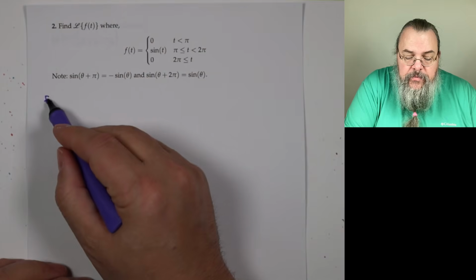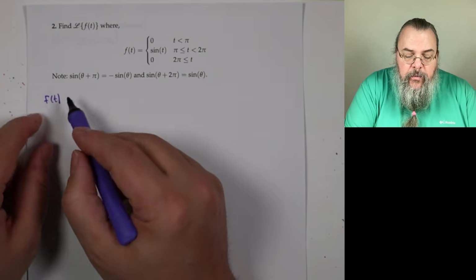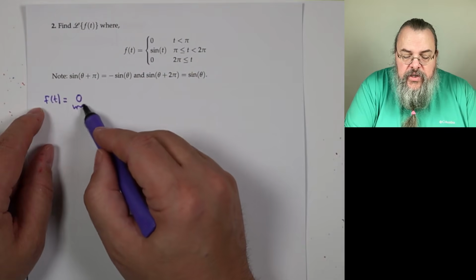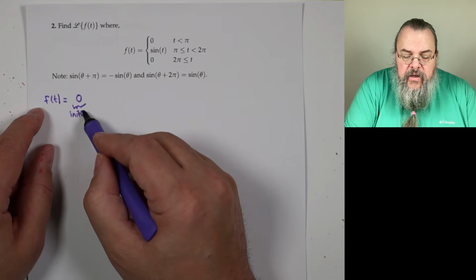So how do you do it? Well, you start by asking, what's our function? It's what's happening initially. So there's the initial part. It's 0.